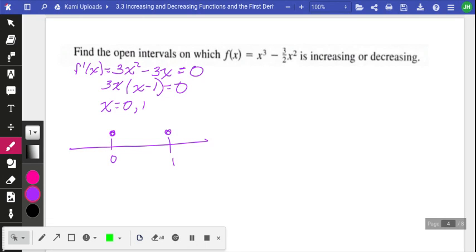And then I am going to be plugging in values to the left, in between, and to the right. So a value to the left of -1 or 0 is -1. A value in between is 1/2. And a value to the right would be 2. You're going to plug these into the original function.